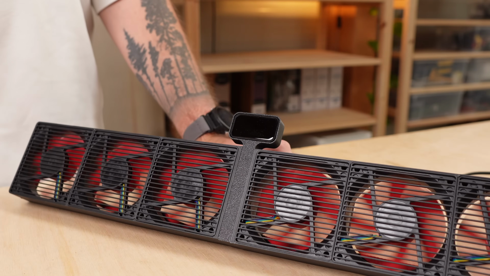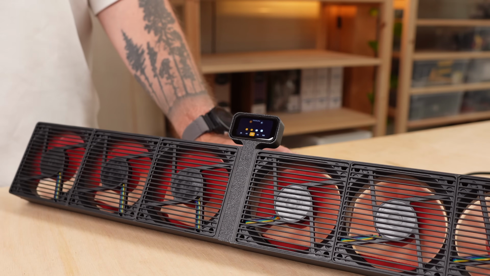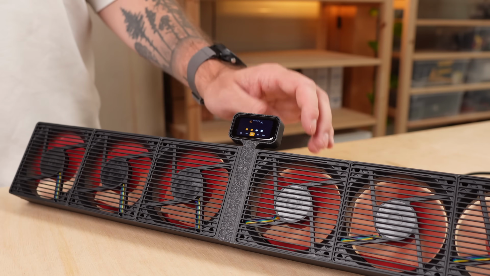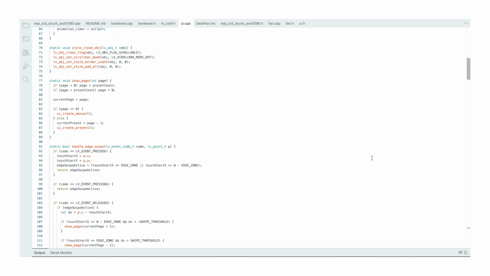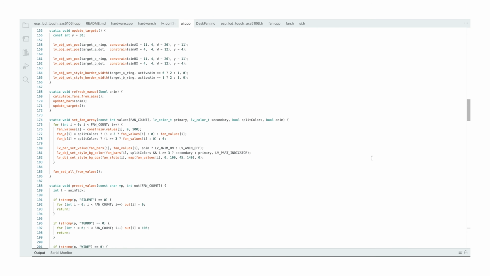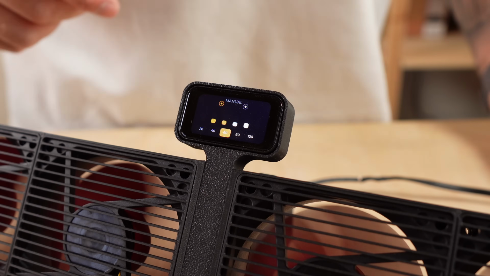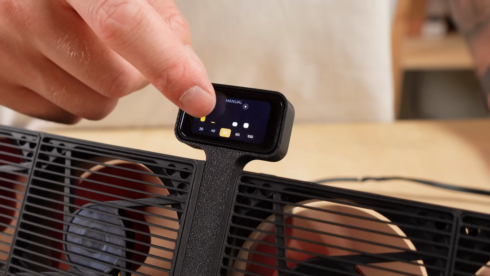And with that, the hardware was finally complete. But 6 fans spinning at the same speed wouldn't exactly be a reinvention of the desk fan. What really turns them into one system is the software controlling them. I didn't want to overcomplicate the interface, so everything can be controlled directly from this small display.